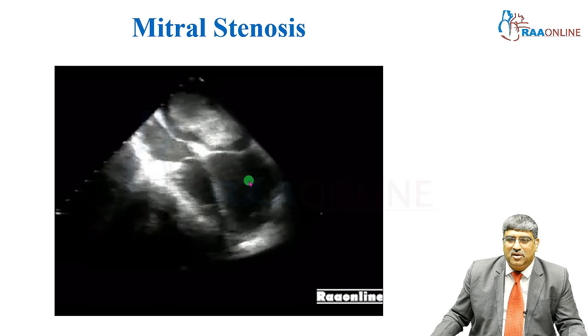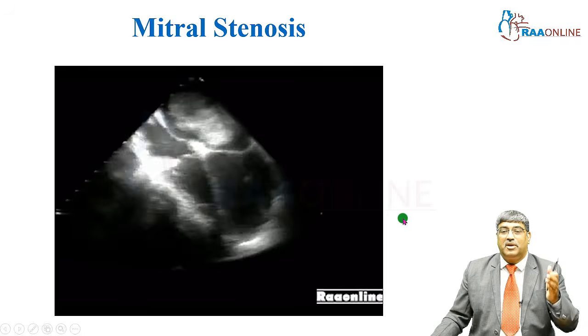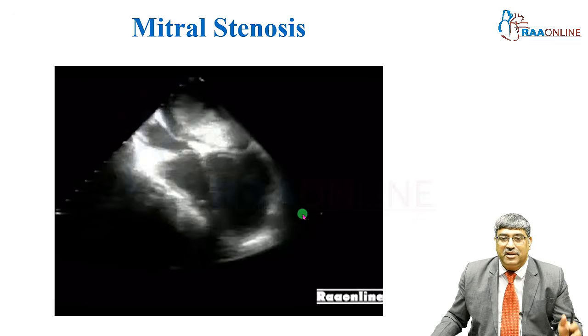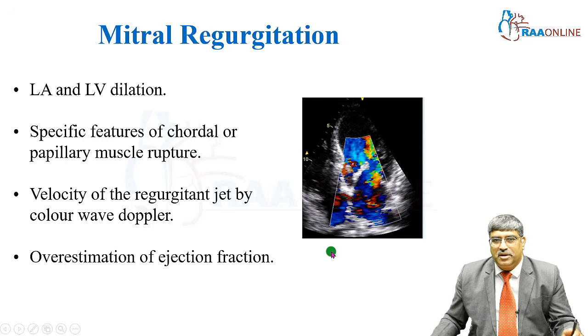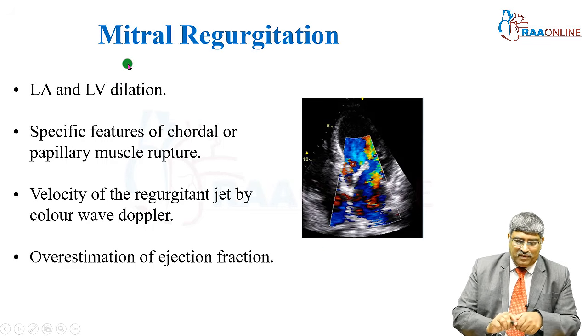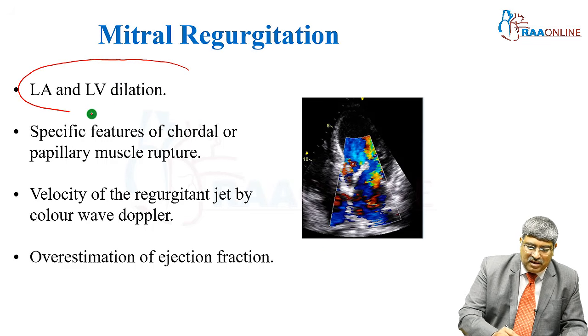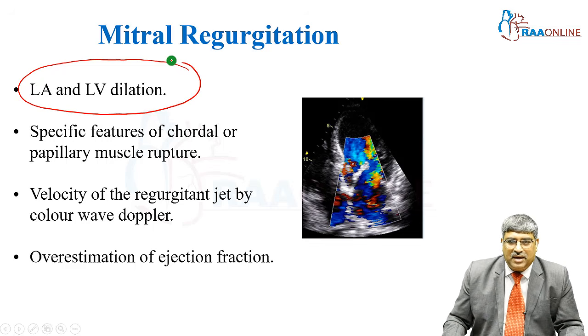Here you can see a thrombus which is moving across the mitral valve. This type of embolus, you have to be very careful. If you give a cardioversion, this might embolize. And coming to regurgitation, here you have severe left atrium and left ventricular dilatation.